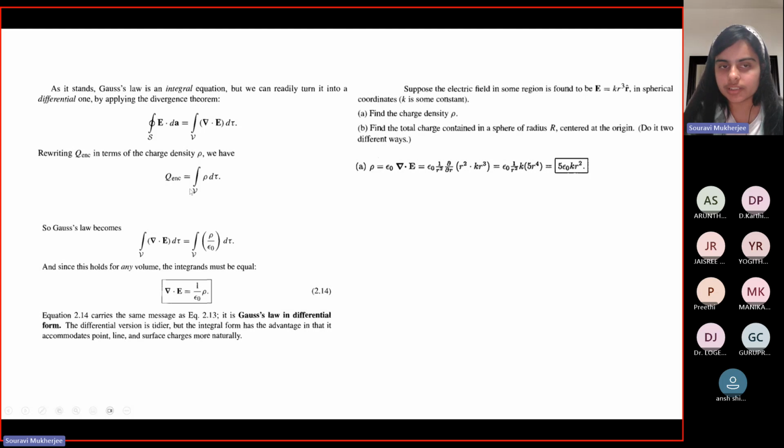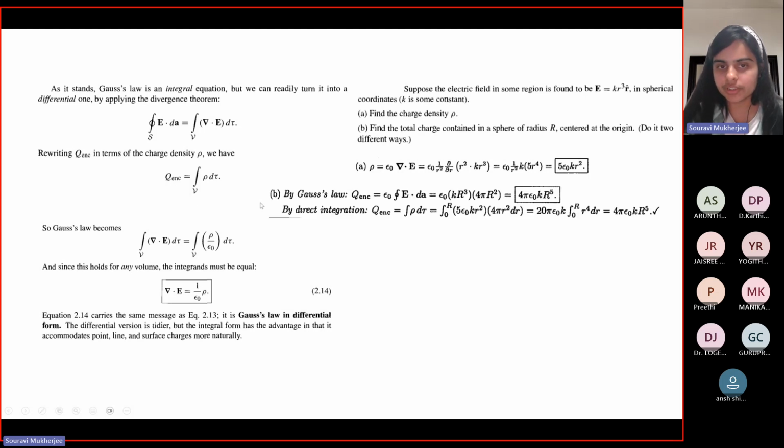Now if you want to find the total charge that is contained, so you know what to do, right? The total charge is nothing but rho d tau integration over the entire volume. So you can do that, right? Rho d tau integration over the entire volume. But another way of finding it is from Gauss's law. So there you use the fact that this surface integral is nothing but Q enclosed by epsilon. So you can directly start with your electric field and do a surface integral.